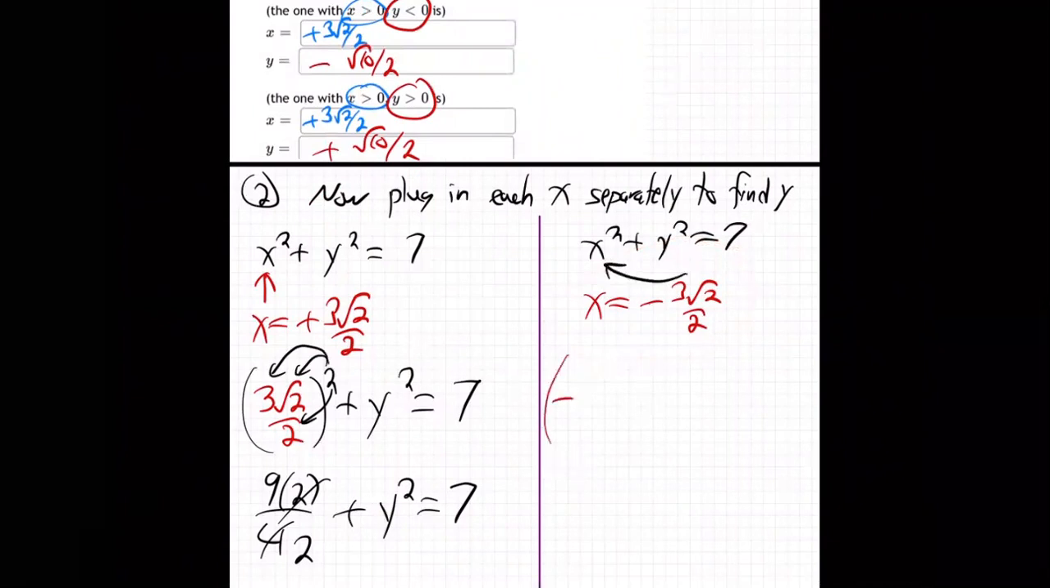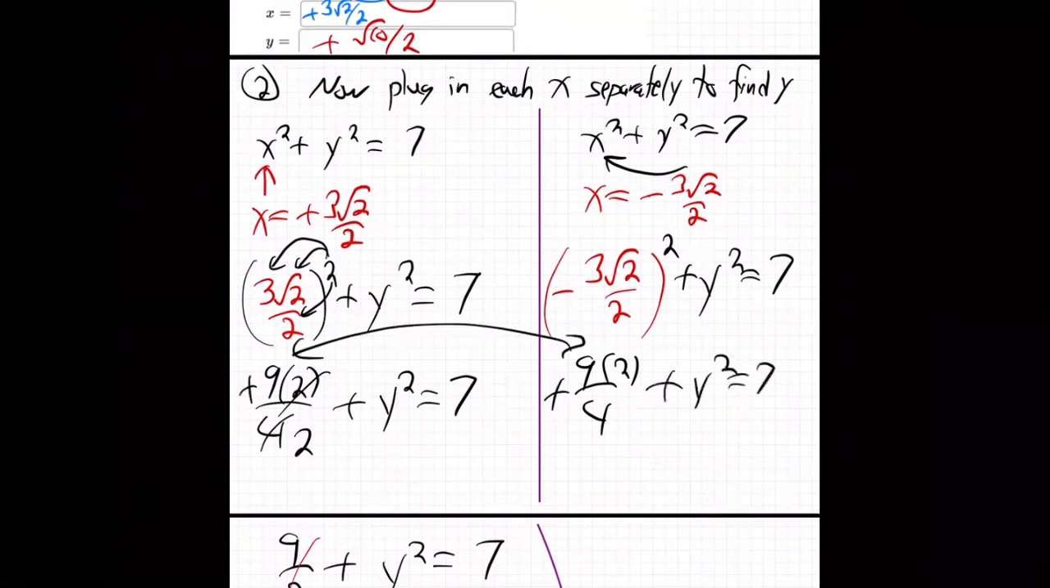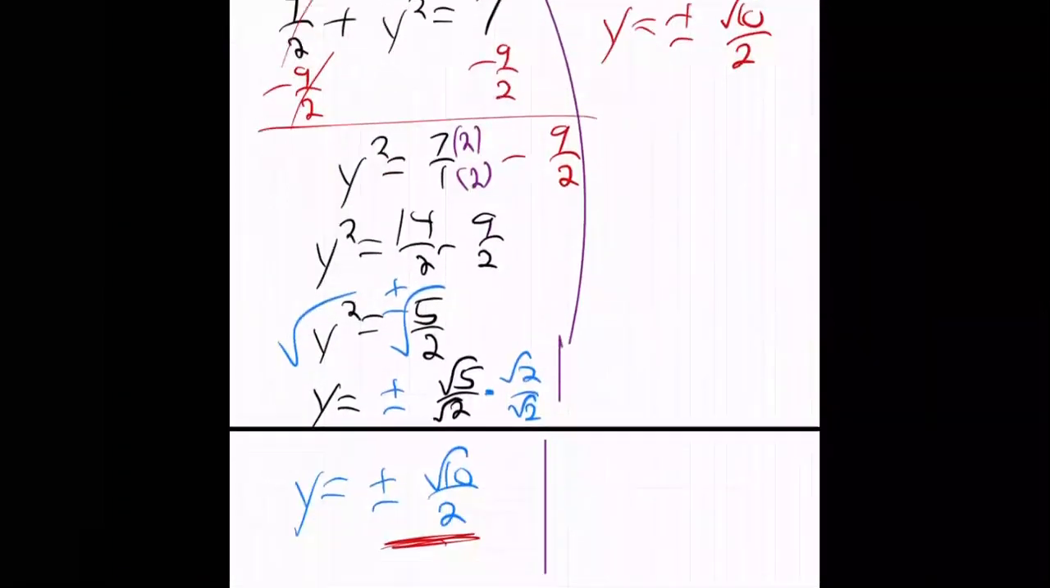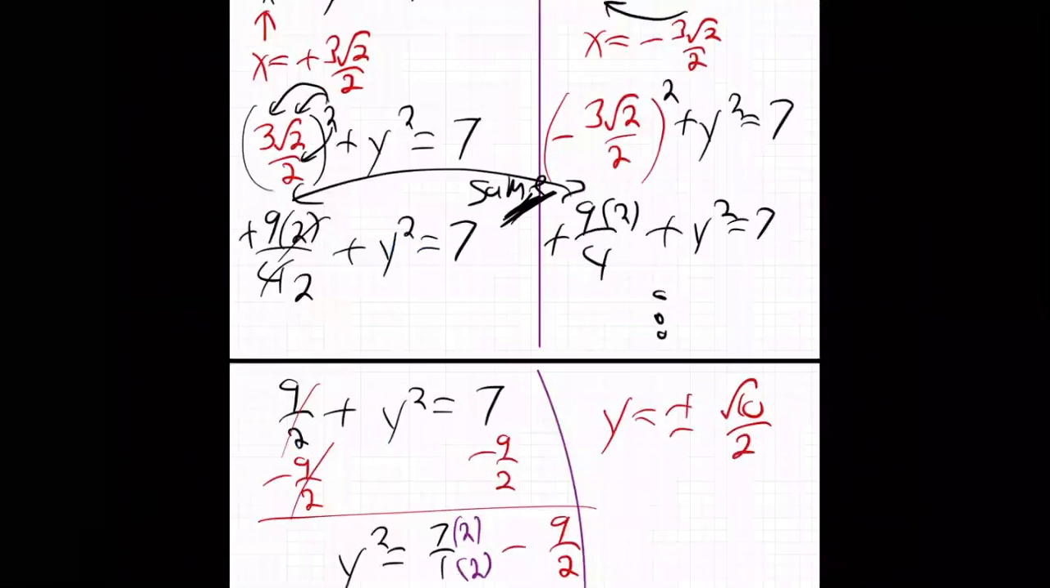It's going to be negative. Why do I always put that root first? Negative 3 root 2 over 2 squared plus y squared is 7. Do you see if you square that, it's going to become 9 times 2 over 4 positive, just like this one was. It's the same. Plus y squared is 7. It's the same. So I'm going to go dot, dot, dot, then y is plus or minus root 10 over 2, right? Isn't that what we began with? Yeah, there it is. It's going to be exactly the same. Everything's the same from that point forward.